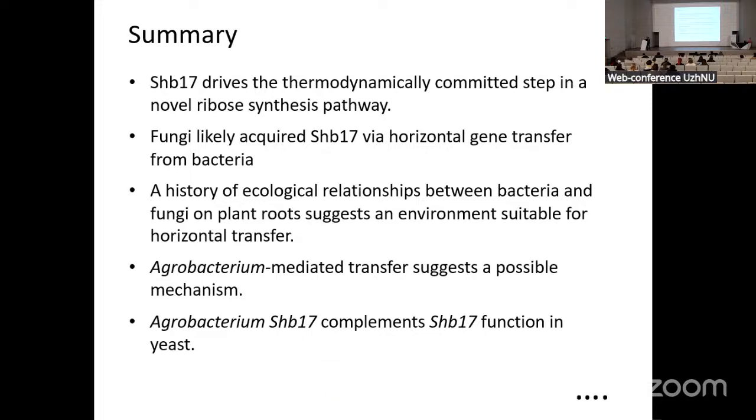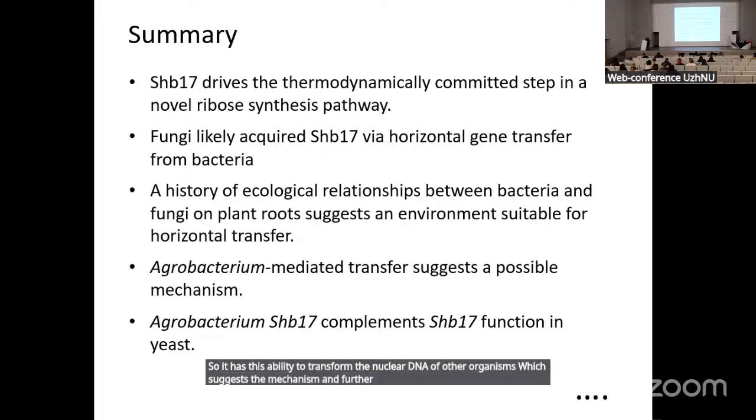So it has this ability to transform the nuclear DNA of other organisms, which suggests a mechanism, and further, the SHIB17 gene from Agrobacterium can function within yeast cells. So there, in some contexts, it has the same enzymatic function.